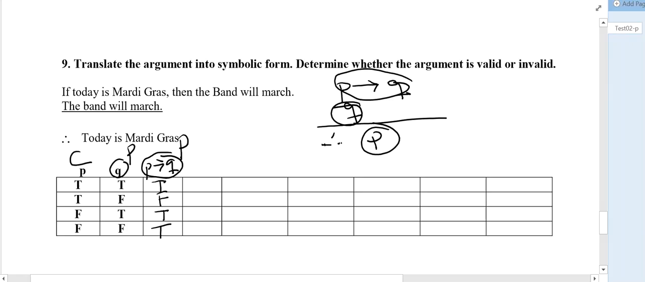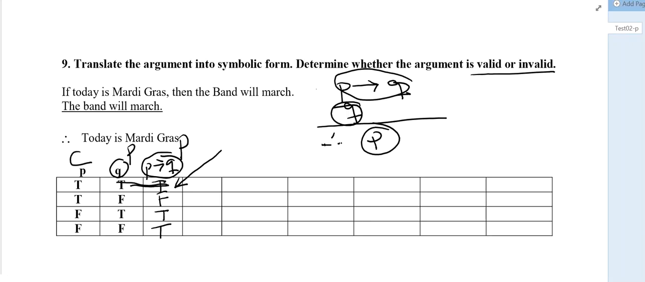That's all I need to determine if an argument is valid or not. Because when the premises are all true, which is right here, let me get the marker, that's the only place they're all true. The conclusion needs to be true. That's the only place where we have the premises all true. It satisfies the condition that the conclusion needs to be true, so it is valid.